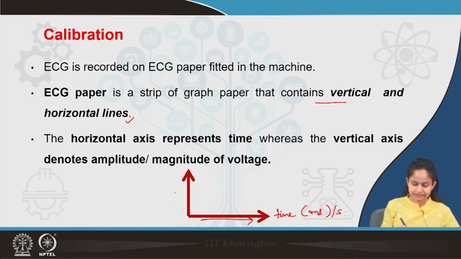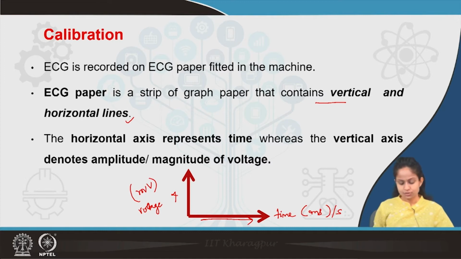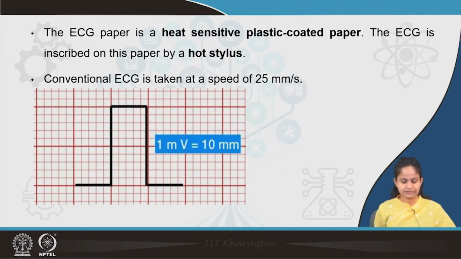The vertical lines usually denote the amplitude or the voltage, which is usually represented in millivolts. So, the horizontal axis gives you the time, represented in milliseconds or seconds, and the vertical axis gives you the voltage, the deflections or the amplitude.